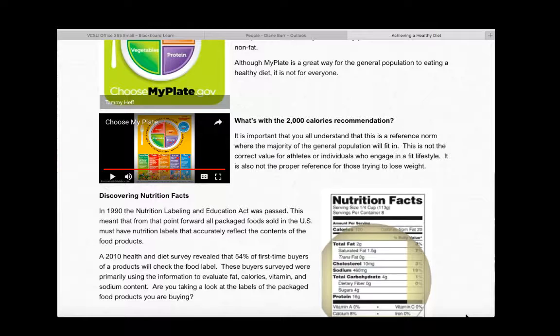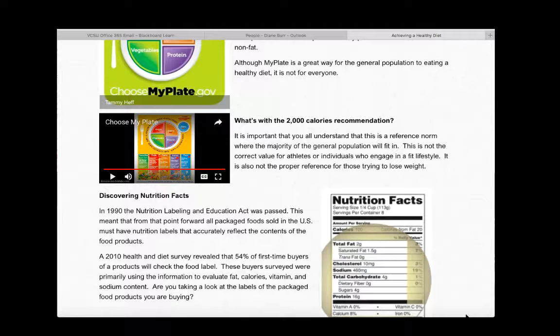When we want to learn about nutritional facts, we go to the nutritional labels. That's the first place we want to look. In 1990, the Nutritional Labeling and Education Act was passed. This meant from that point forward, all packaged foods sold in the U.S. must have nutrition labels that accurately reflect the contents of the food products.